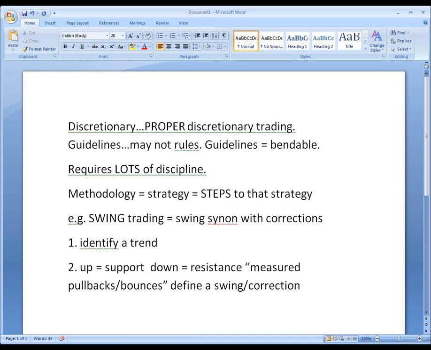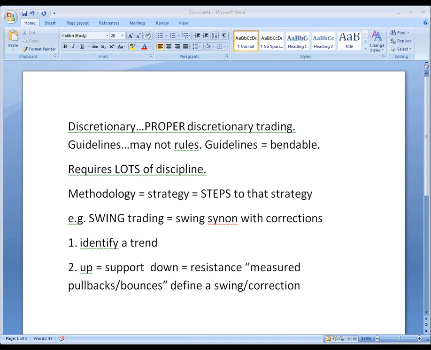Okay, again, taking away this, I think, very judgmental view of what it means to be a discretionary trader. But again, I think one of the challenges to discretionary trading is the fact that it requires lots of discipline. Every step of the way, we need discipline. We need the discipline to follow what it means to identify a trend. We need the discipline to make sure that we do our analysis and identify what that measured pullback or measured bounce is, okay?